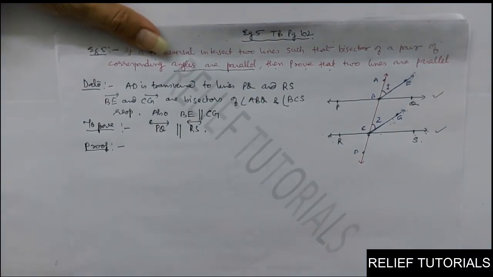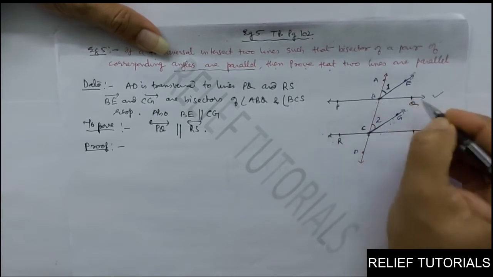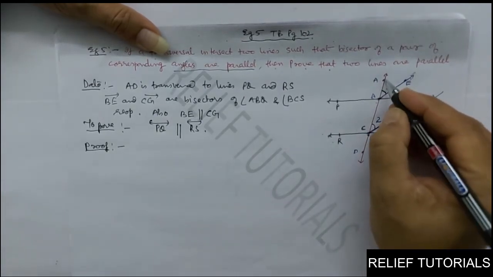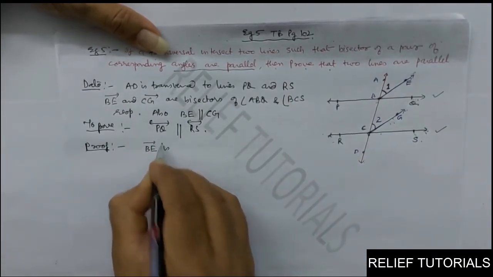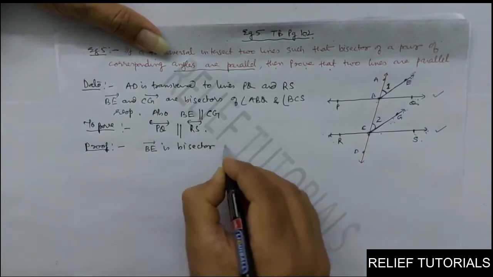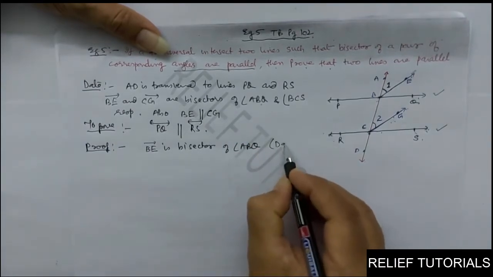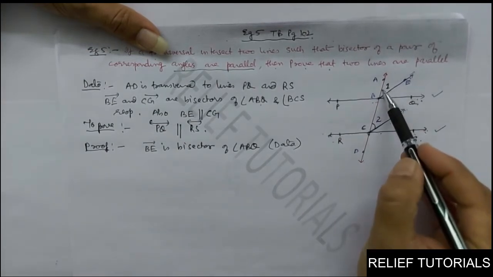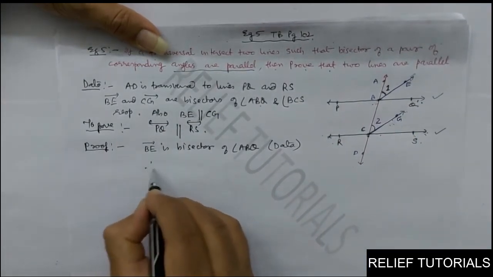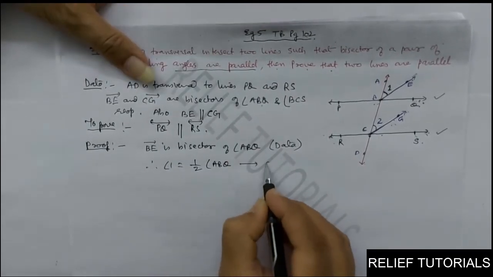This you have to prove. Have you got it? How we are going to do this? See, this I have taken angle 1. So BE is the bisector of angle ABQ. So angle 1 is equal to half of ABQ, I can say. Very simple, no? So I will write here. See, BE is the bisector of angle ABQ. This we got from data. Clear? So therefore angle 1 is equal to half of angle ABQ. This I will take as 1.